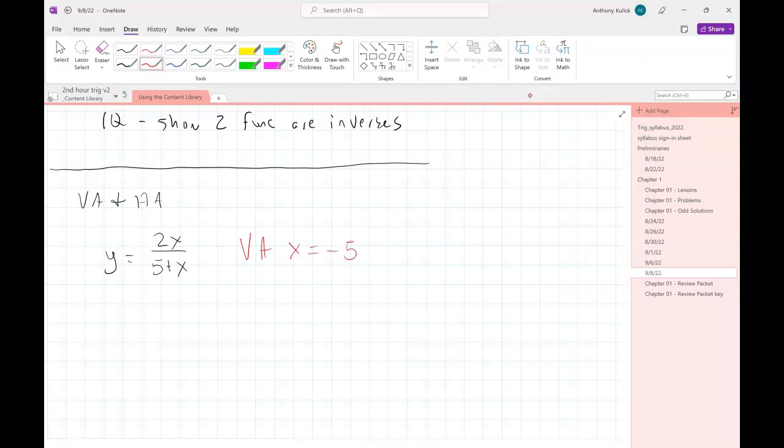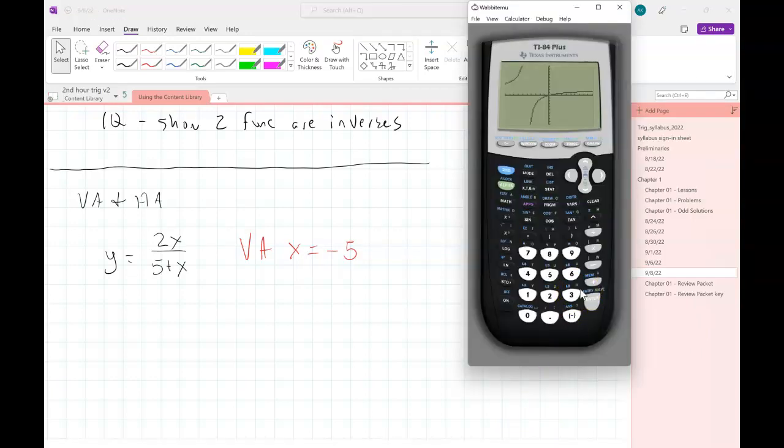That's the only vertical one I see. Do you agree with that? Now I'm going to look for a horizontal one. It does look like there is one coming in through here, right? Like right in here somewhere. It looks like probably 2 comes in there at like a y equals 2.